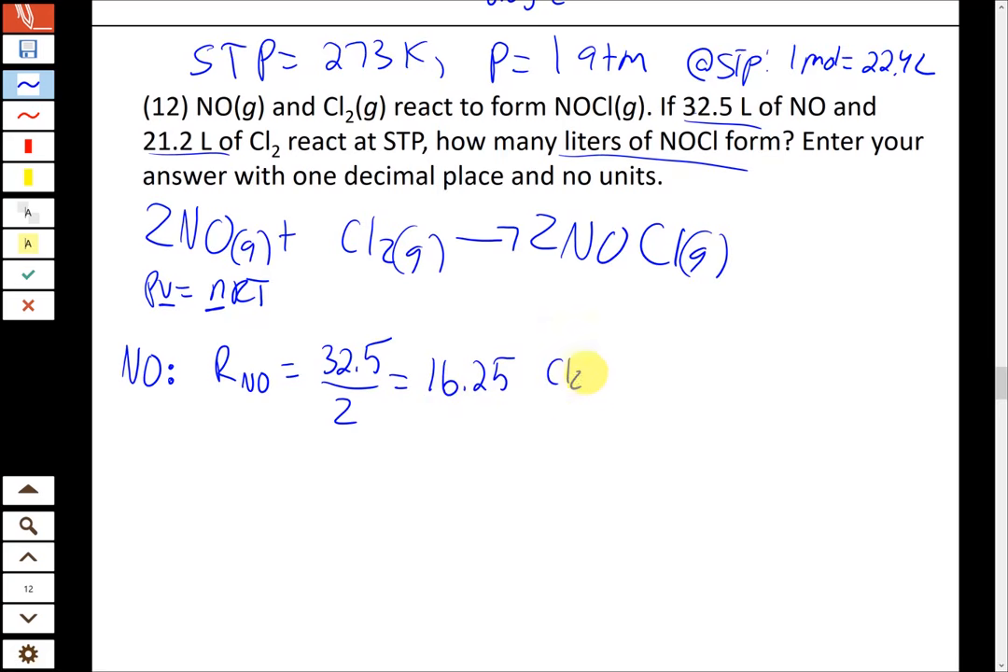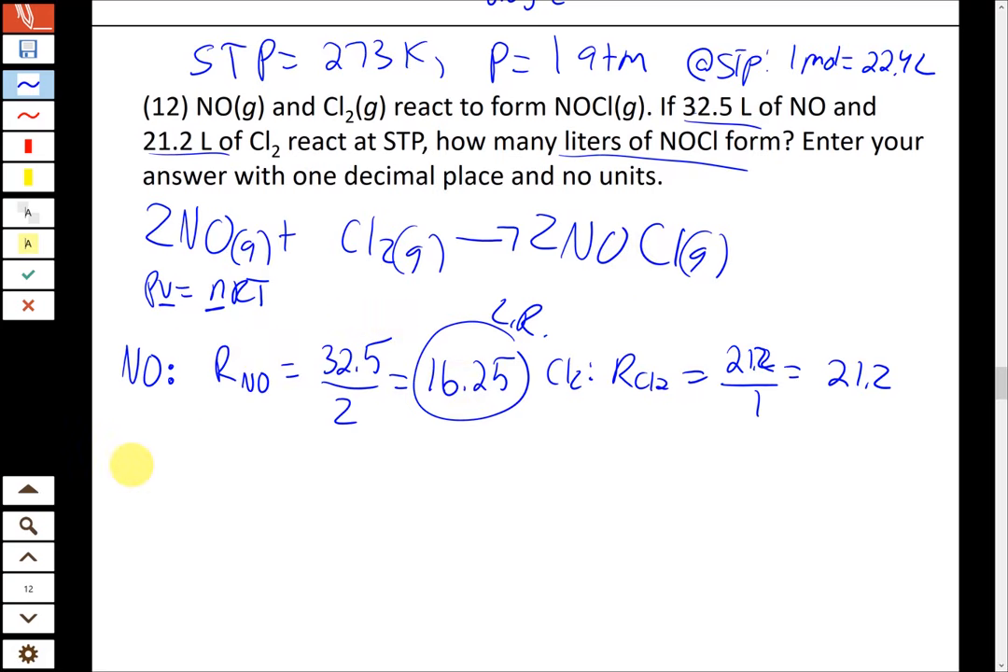And then for Cl2, using volumes to calculate the stoichiometric ratio in this case, 21.2 liters. And the coefficient for Cl2 is 1. So it's just 21.2 divided by 1, which is 21.2. And just like any other stoichiometry problem, whichever of these is smaller is going to be the limiting reactant. So that means this one here. So NO is our limiting reactant. So when we're trying to figure out how much product forms, what we're going to start with is the amount of NO that's present.